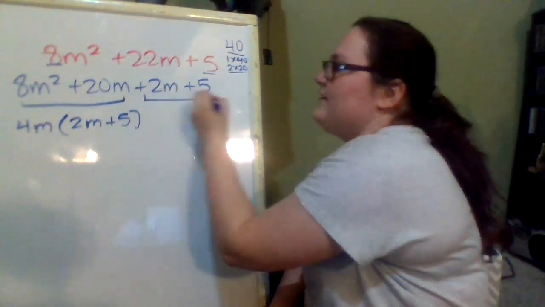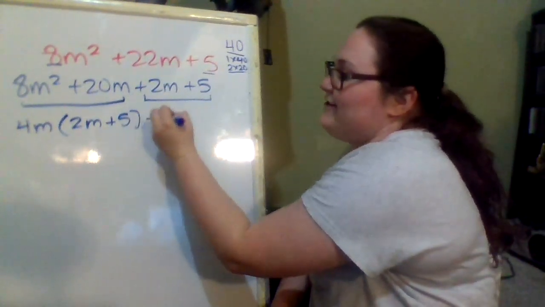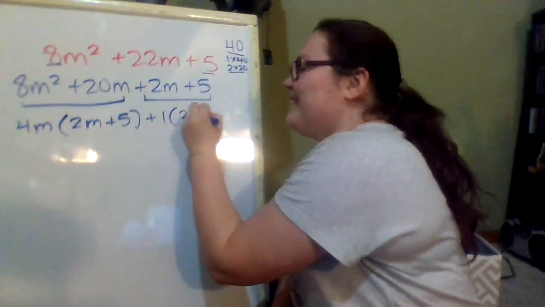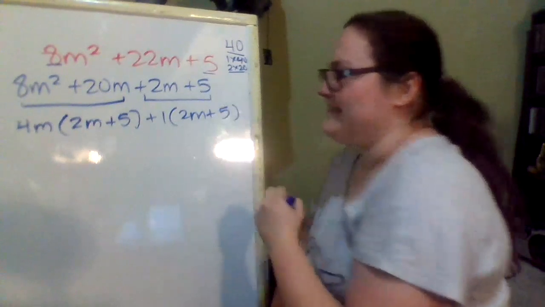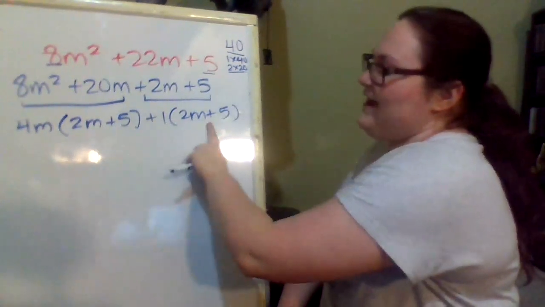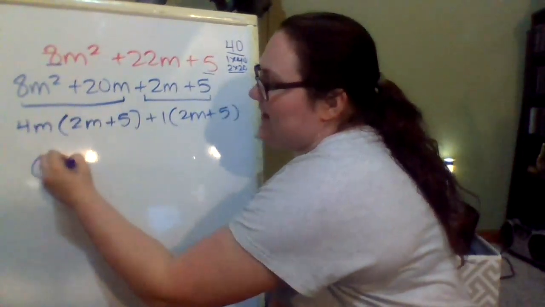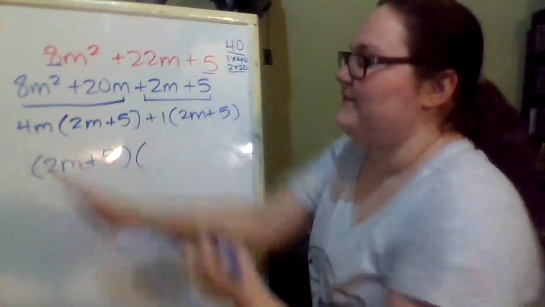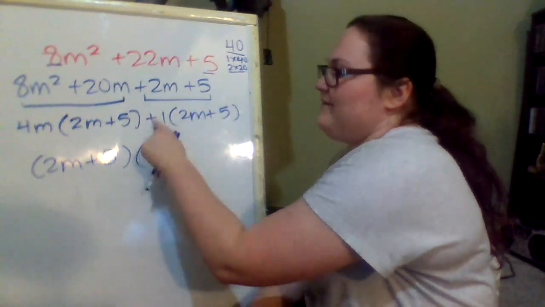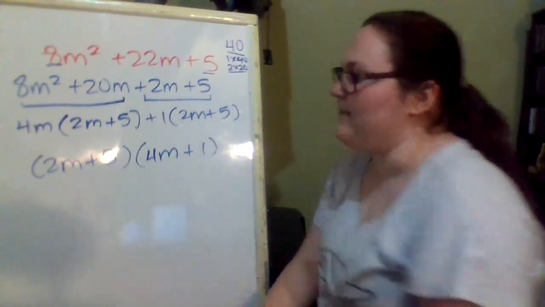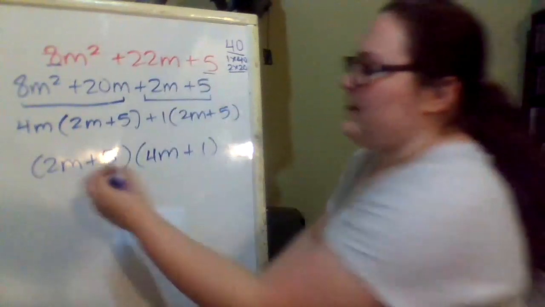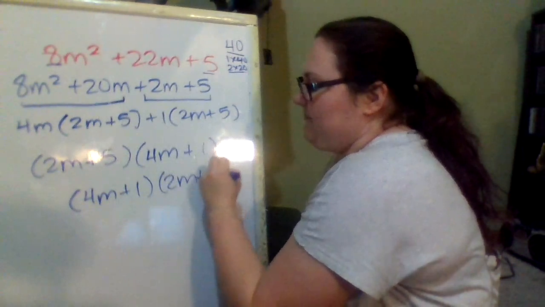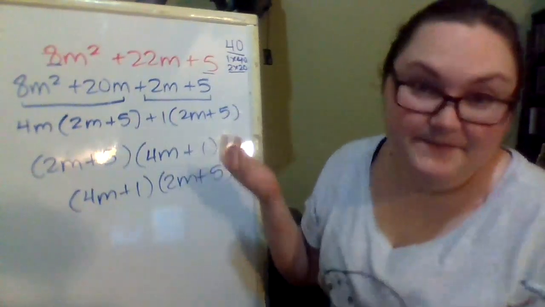And then for these last two terms, the greatest common factor is just 1. That's it. They have nothing in common. So then in parentheses, we're going to still have the same thing, the 2m plus 5. Our last step, they both have 2m plus 5 in common. So that becomes my greatest common factor. And then parentheses around what's left over. For the first part, that's the 4m. For the second part, that is the plus 1. If you had flipped these around the other way, you would just have 4m plus 1 and 2m plus 5, which is the same thing.